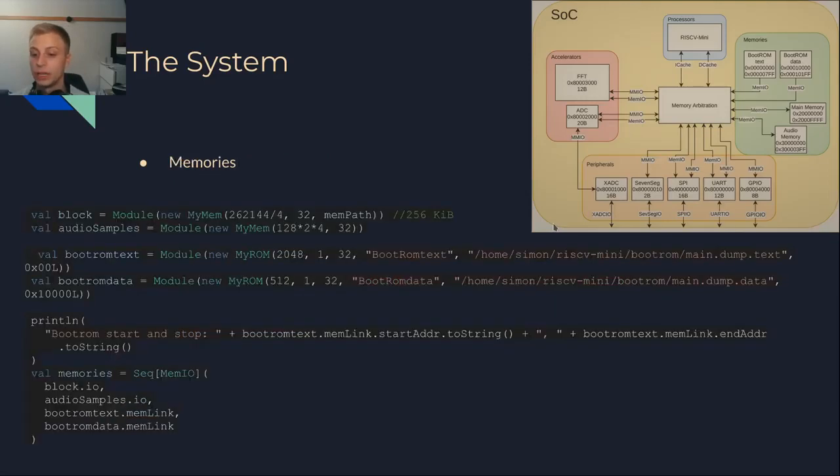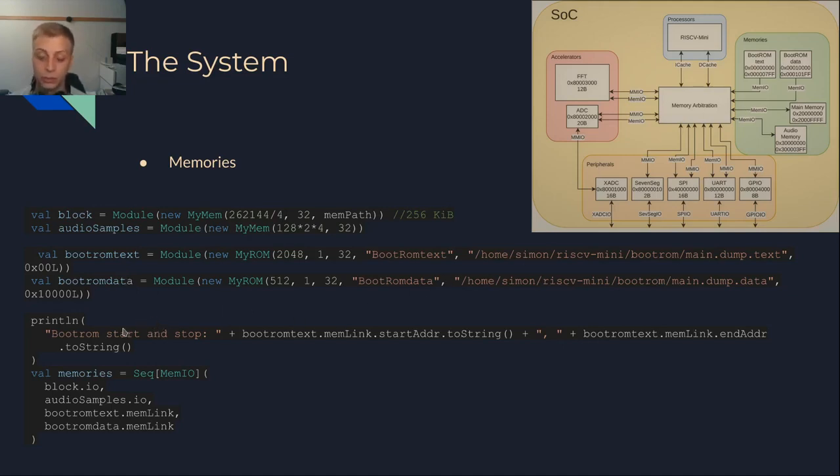So in order to add stuff, we can just do it in a loop. And then when describing, for instance, a memory, I have here a module which is a memory, my memory, which is 256 kilobytes in size. And then some audio samples, a boot ROM text, and a boot ROM for data, just as we have up here.